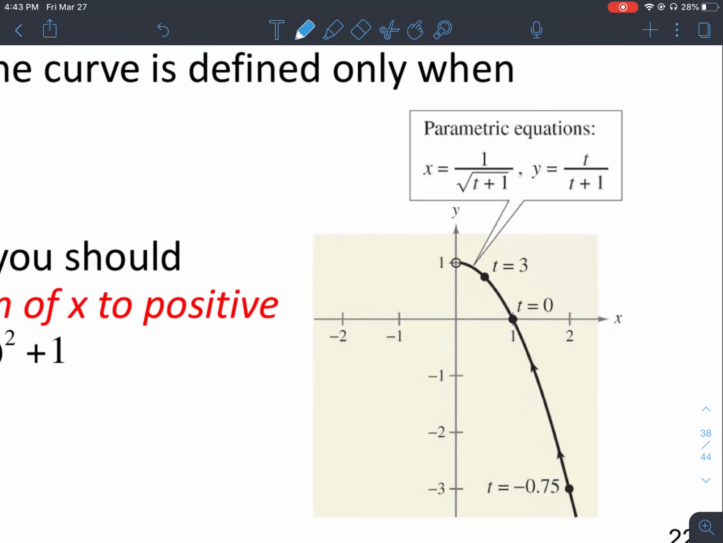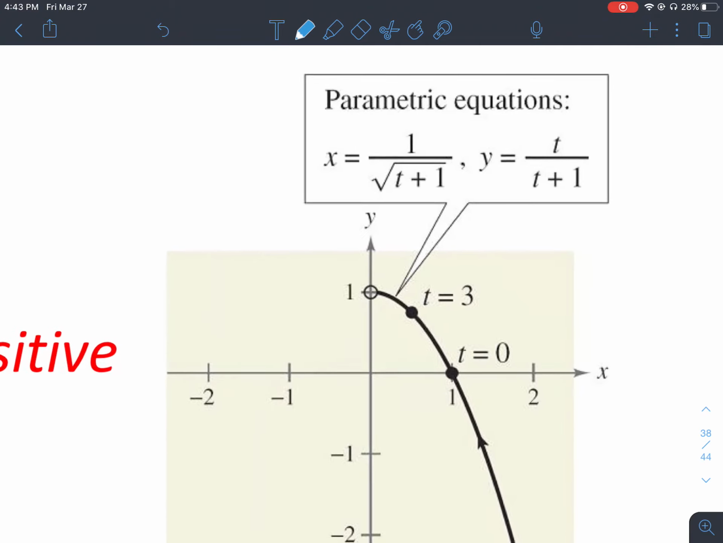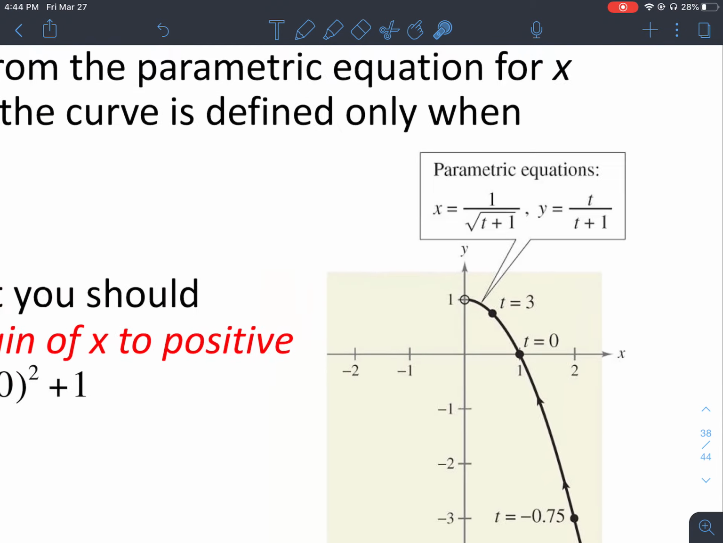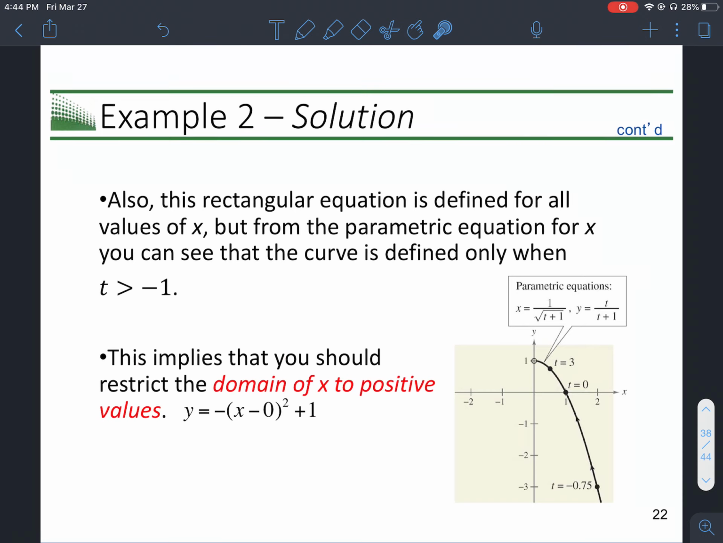And when I go to do that graph, you can see there's now an open circle when x is equal to 0, because x is never going to actually be 0 based off of the parametric equation we're given. But it's going to get really, really close to 0 as t gets really, really big. So you can see when t is -0.75, and then t is equal to 0, and then t is equal to 3, we're moving up the parabola now. So we have that counterclockwise orientation. But we have that domain restriction that came out of the restriction on our t value.